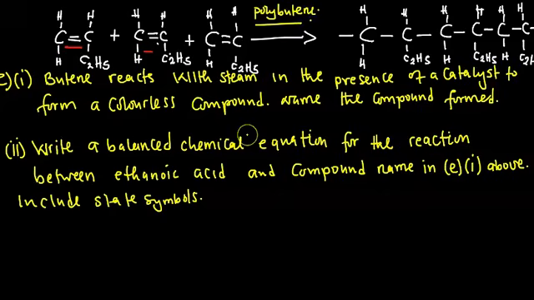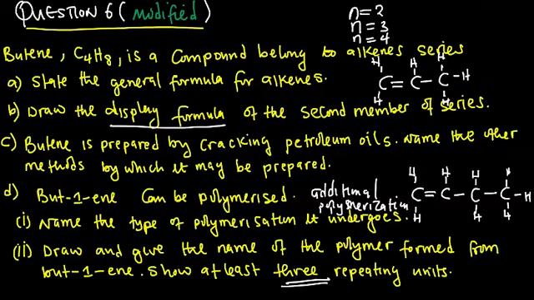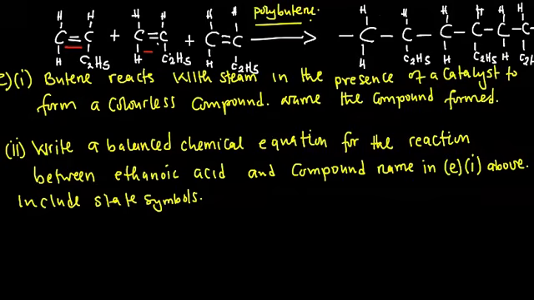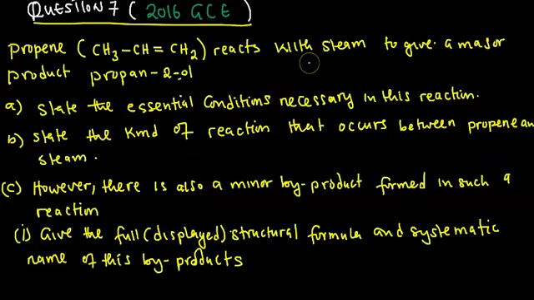Is there a question that is asking us about the name? Draw and give the name of the polymer formed from but-1-ene. Show at least the 3 repeating units. So we've shown 3. What we are interested in is drawing this structure, and of course we've shown the name is polybutene. So the name is polybutene, and this is the structure that we are interested in. So take note of that: the name and the structure.